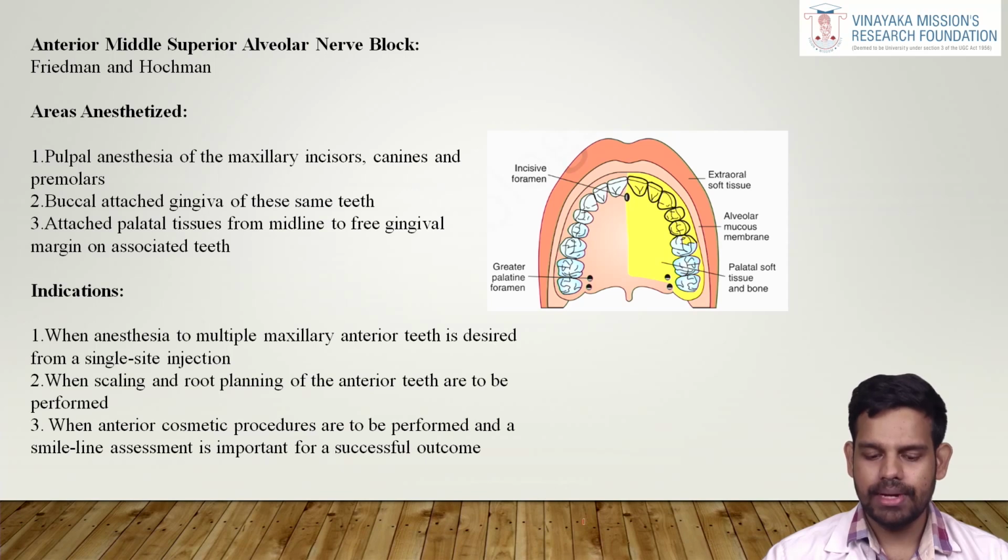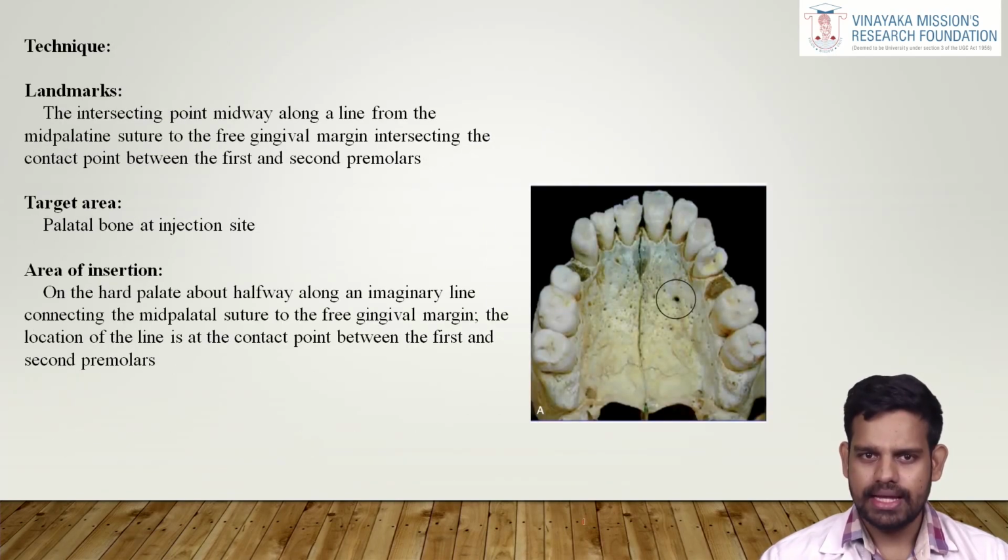Indications are when anesthesia to multiple maxillary anterior teeth is desired. If we have to extract multiple teeth in the maxillary anterior area, we would have to give multiple infiltration injections, which will be very uncomfortable for the patient. So we give this anterior middle superior alveolar nerve block to anesthetize a wide range of teeth in order to perform the procedure. When anterior cosmetic procedures are to be performed and a smile line assessment is important for a successful outcome, this nerve block is indicated. The technique, as I said before, involves landmarks, target area, area of insertion and the procedure.